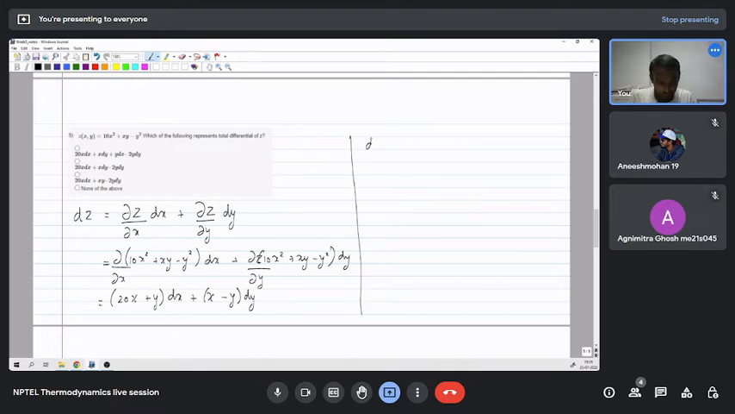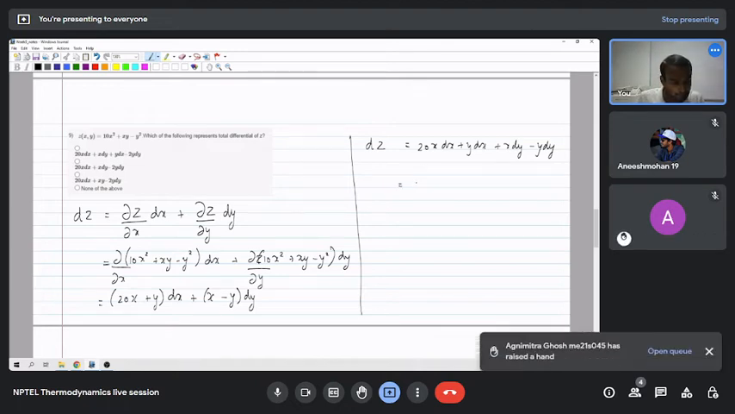So we have dz is equal to 20x dx plus y dx plus x dy minus y dy. Okay, this y dy and positive y dy and x dy get cancelled. So we have 20x dx plus x dy.